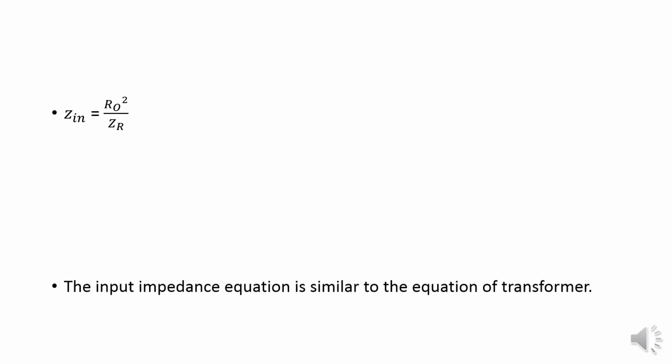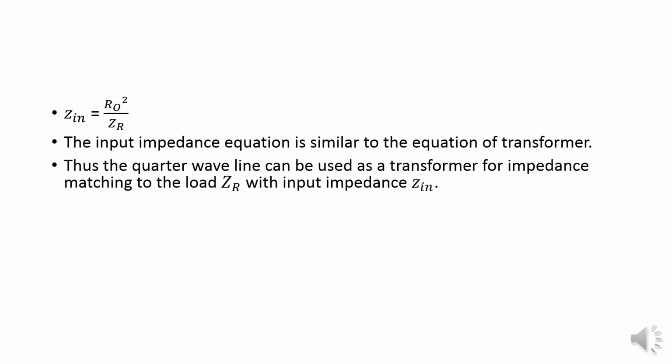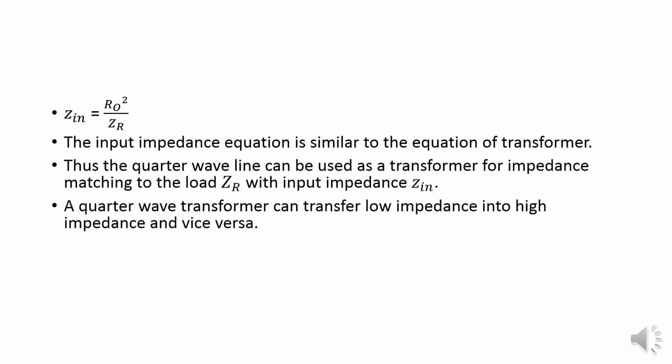So that will be similar to a transformer. The quarter wave line is mainly used as a transformer for impedance matching of the load impedance ZR with the input impedance Z in. The quarter wave line or quarter wave transformer can be used to transform low impedance to high impedance and vice versa. Then it can be considered as an impedance inverter.